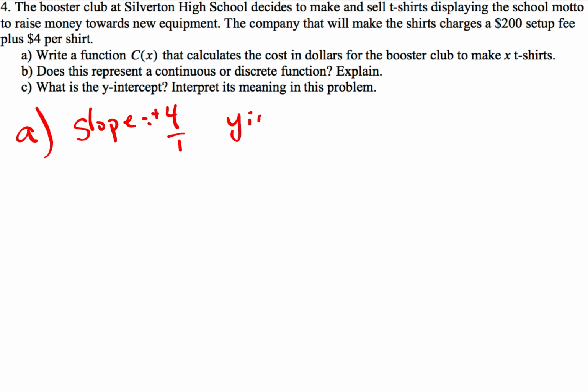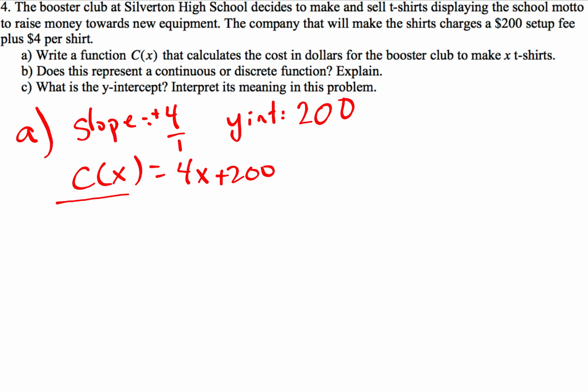And the y-intercept is the starting cost. It costs $200 for the setup fee. So this gives us a function. C of x is 4x plus 200. That will be the cost of shirts, to buy x shirts. Because it's $4 per shirt plus the $200 setup fee.